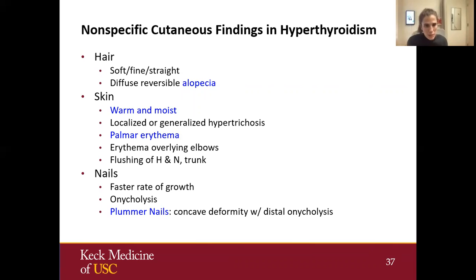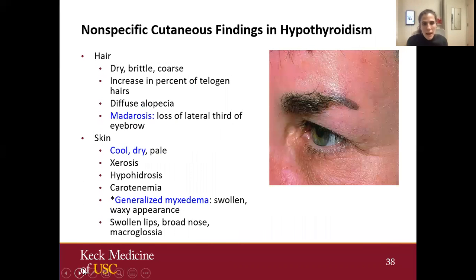Let's forward this slide, please. And then non-specific findings of hypothyroidism can include madarosis, which is thinning of the lateral third of the eyebrow, and the skin, on the flip side, can be more cool and dry. And you can get a generalized myxedematous appearance with really severe hypothyroidism, which is just a waxy, infiltrated look to the skin. You can move forward.